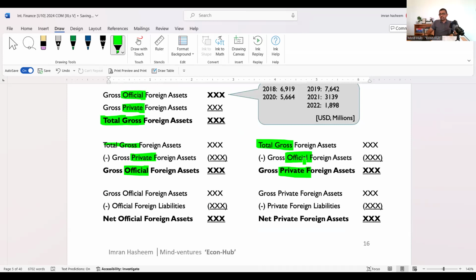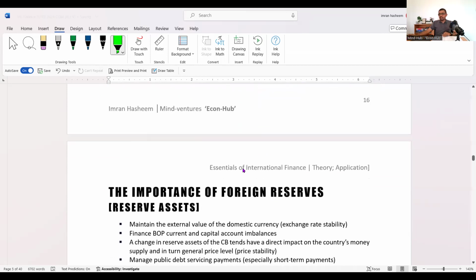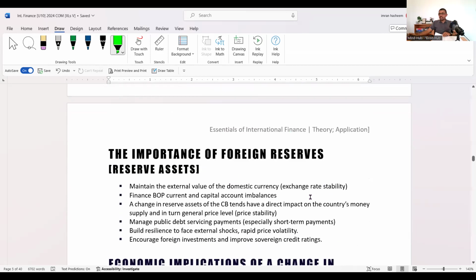Right. Net values. How do I get the net value? I take the gross official value, minus the official liabilities, then I get net official. I take the gross private minus the private liabilities, I will get net private. Simple concept. Just know the links. Okay? Right.